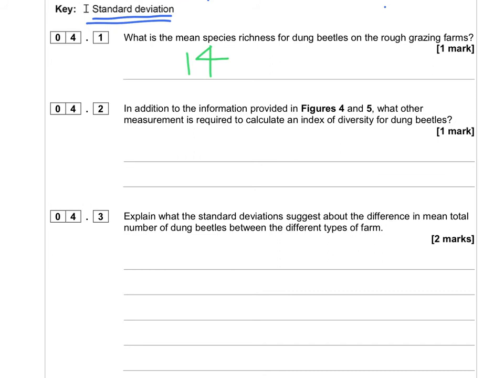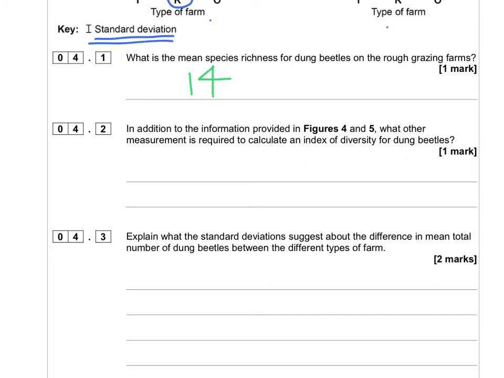Then it goes on to say, in addition to the information, what other measurement is required to calculate an index of diversity? If you know your calculation for index of diversity, you would need to know the number in each species. So, number in each species.